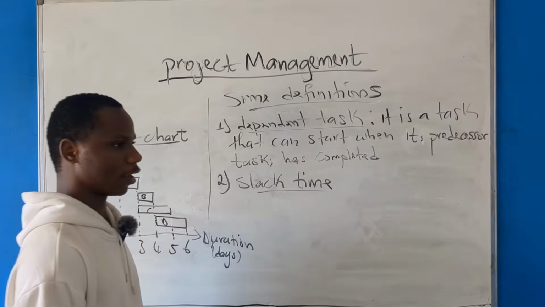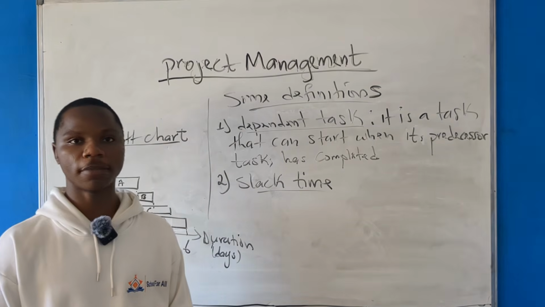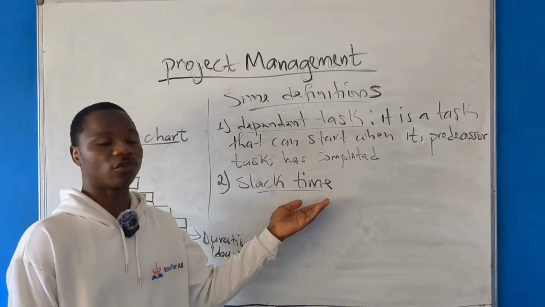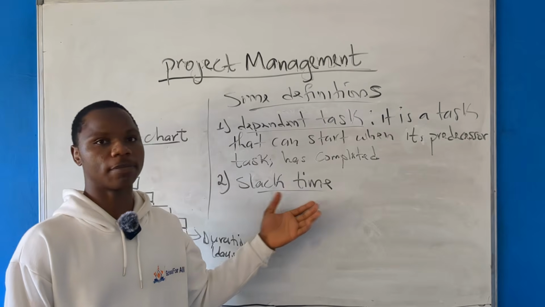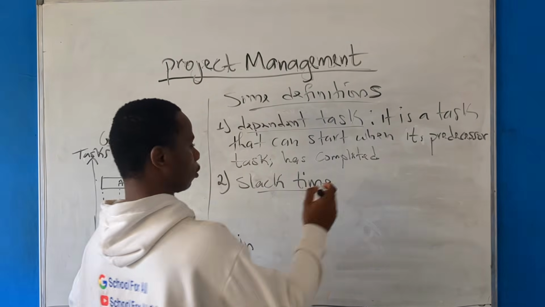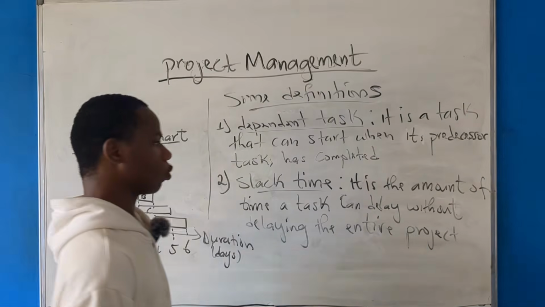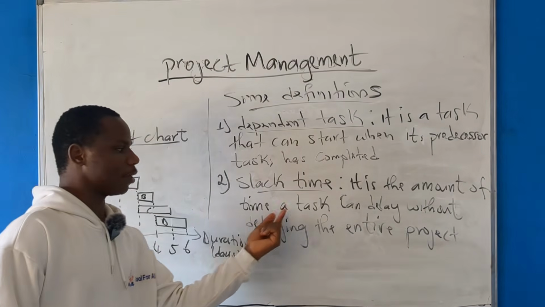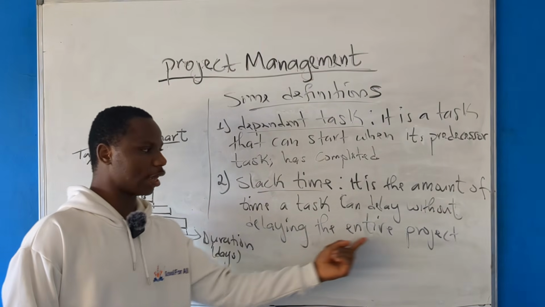Slack time, very, very important. There's no question on project management that you will see where they're not asking what is the slack time, or maybe calculate the slack time from a PERT chart or a Gantt chart. So let us get the definition. Let me just write it first before I explain. Good. It is the amount of time a task can delay without delaying the entire project.